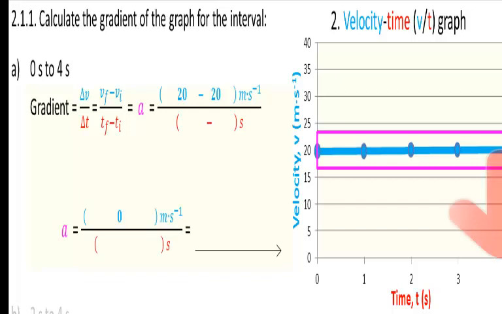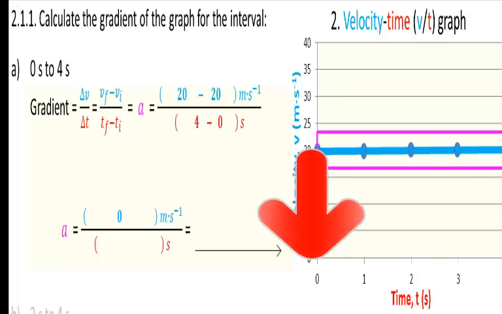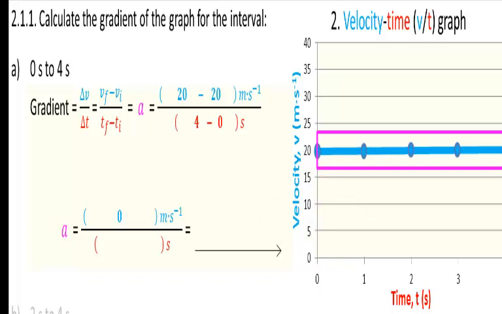The time at the end of the interval was 4 seconds, and at the beginning 0 seconds. So the change in time, the time interval for this interval, is 4 minus 0, 4 seconds. So no change in velocity was made during a 4-second interval. 0 divided by 4 is still 0. 0 meters per second squared is the gradient of this graph, and that's because the acceleration of this motion is 0 meters per second squared.